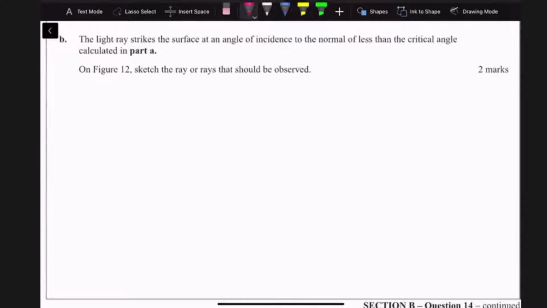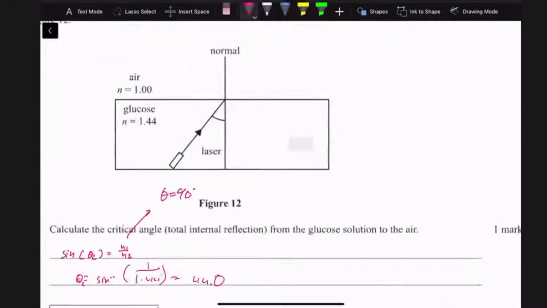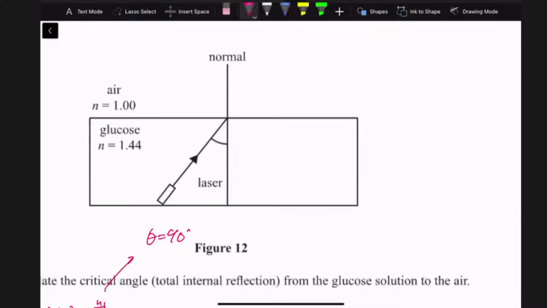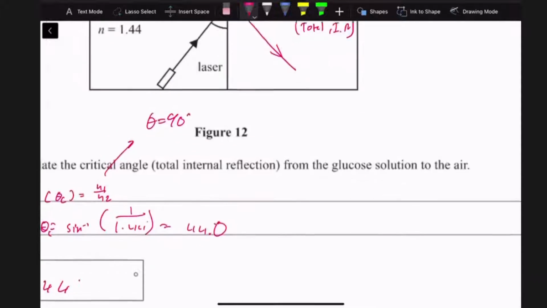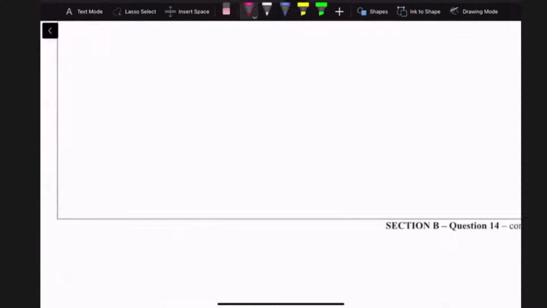Now it's asking to draw the rays that are possible when the angle of incidence is less than the critical angle. So there are 2 options. We could have what we would expect, which is refraction, so it just leaves to the other side. It doesn't go back. But the other one that I think the examiner report said a lot of people were missing was that it goes back into the glucose, so total internal reflection, and those were the two options.